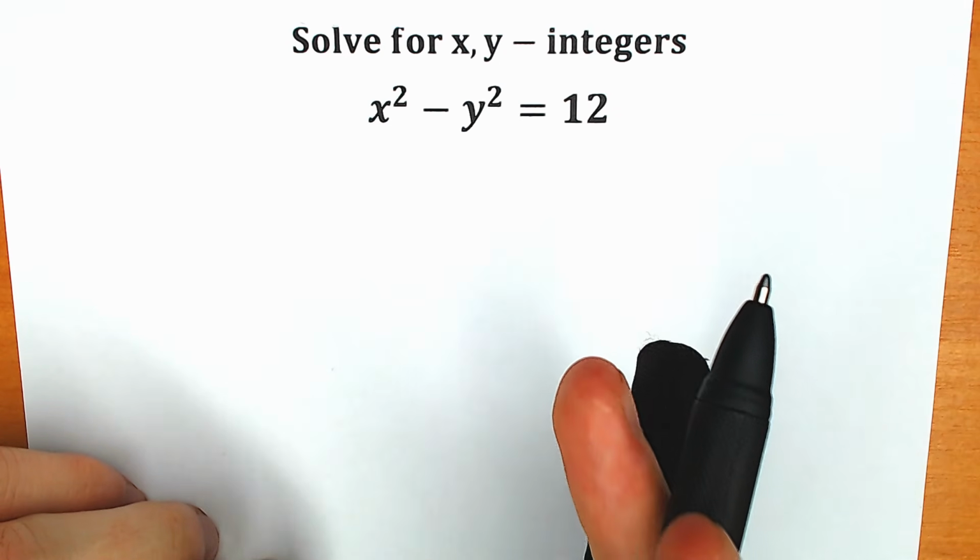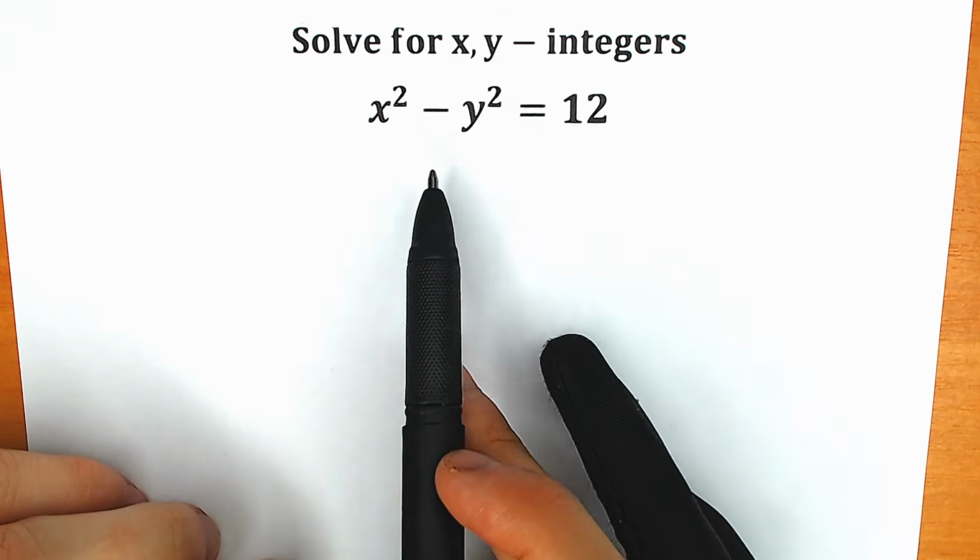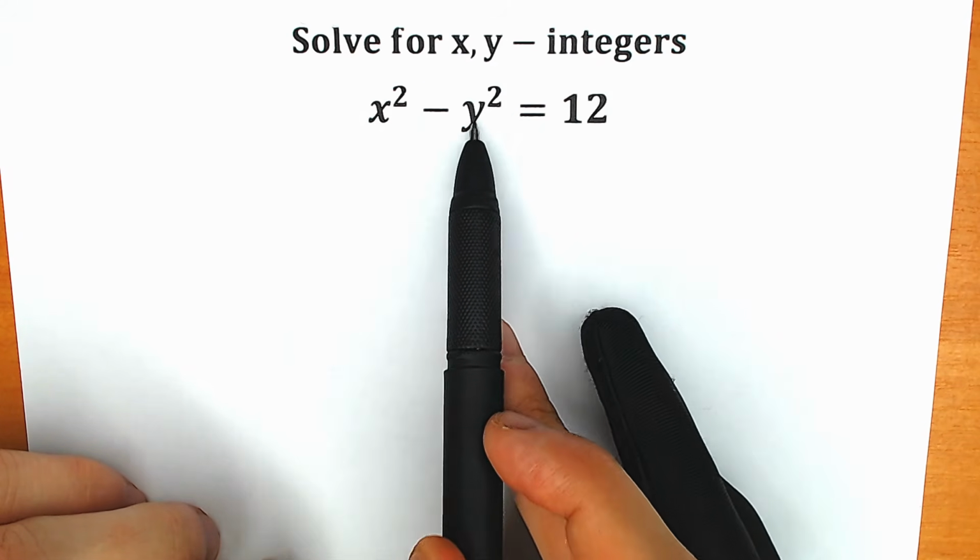Today we have a very interesting, relaxing and tricky algebra question. We need to find x and y, we need to find the integer solution, and we know that x squared minus y squared equals 12.